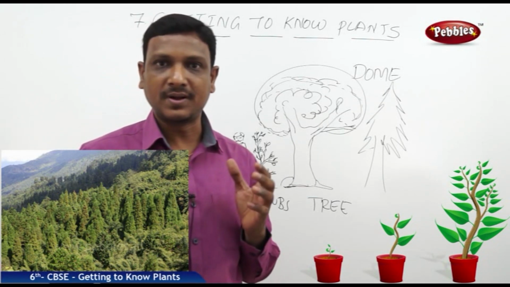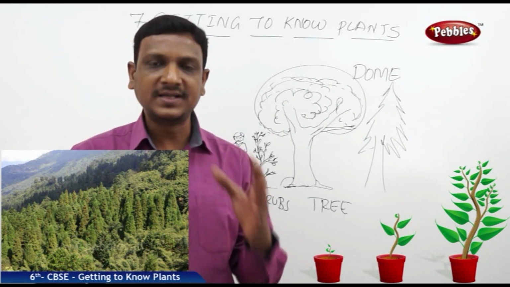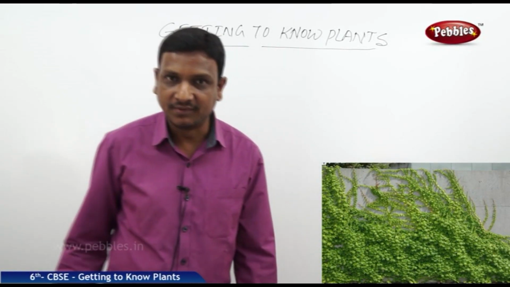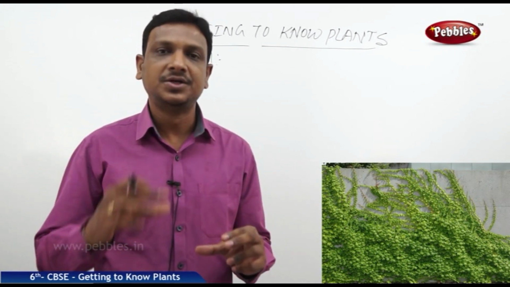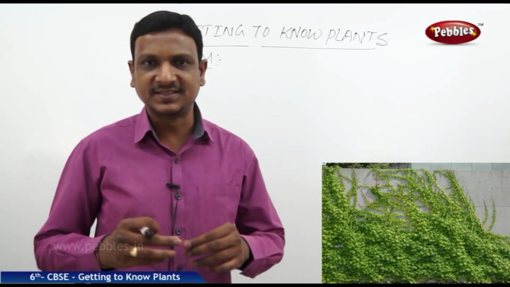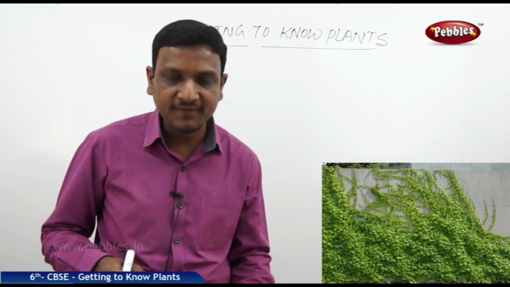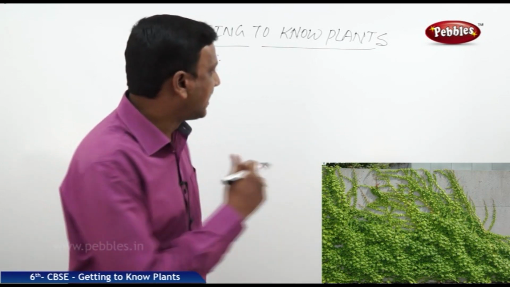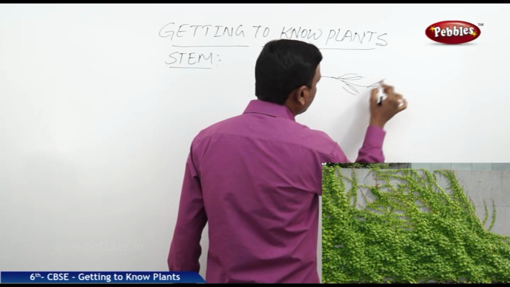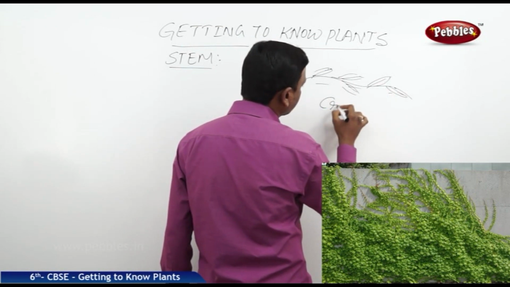Now you clearly know the difference between a tree, a shrub and a herb. Now let us explore the different parts of a plant and their functions. Children, we have seen three different types of plants: herbs, shrubs and trees. Apart from these, there are some plants which have a very weak stem, so they cannot stand erect. Generally plants stand erect and grow away from the ground. But some plants have very weak stems and just creep on the ground. As they creep on the ground, they are called creepers.